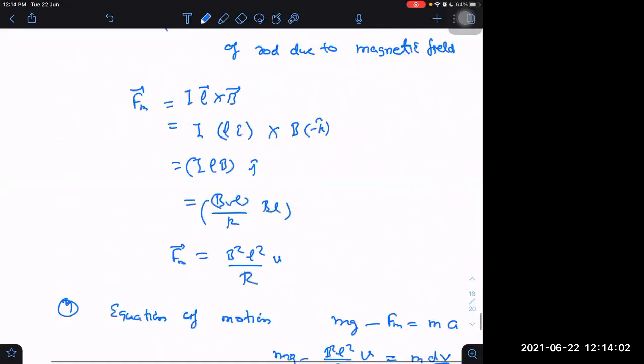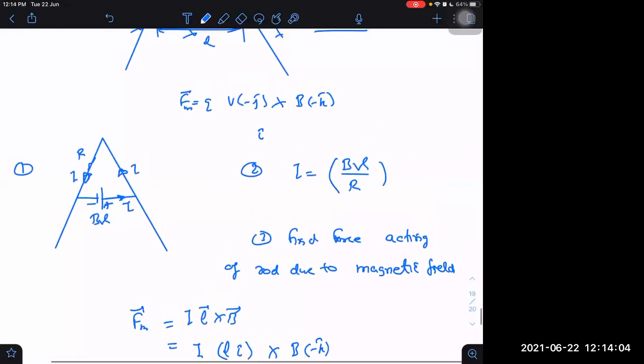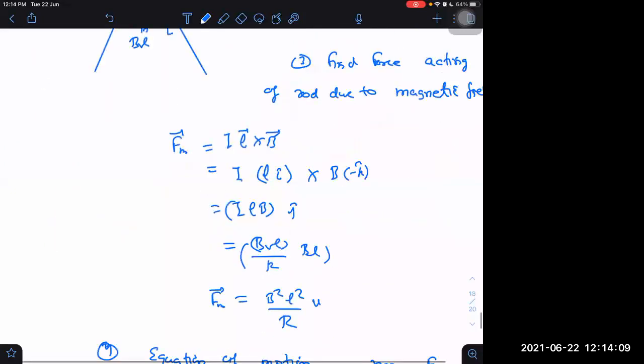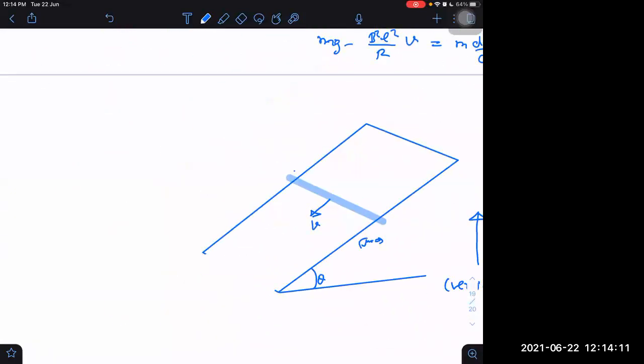If you go back, what is the first step? Remember? Magnetic force on the charge. That is our first step, right? Only magnetic force on the charge means indirectly I'm covering under EMF. First, you have to get EMF. After getting EMF, we have to get current. After current, we have to write what? Force acting on the rod, the magnetic force.